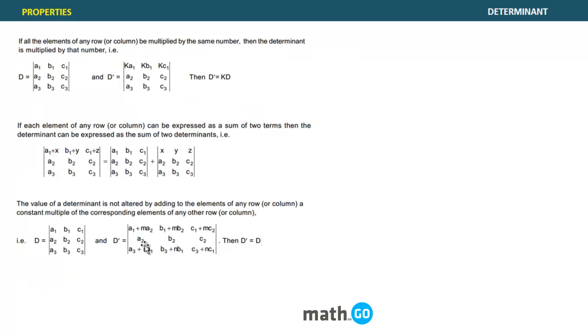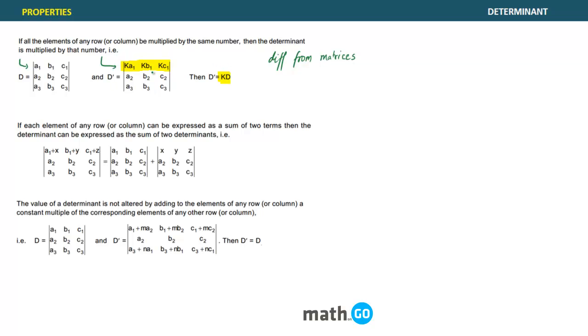The other property says if all the elements of a row are multiplied by the same number, then the determinant is also multiplied by the same number. For example, here row 1 is being multiplied by k, so the elements become k times a1, k times b1, k times c1. The value of the determinant will also be k times the previous value. Now this is different from what you did in matrices. In matrices, every element was multiplied by k.